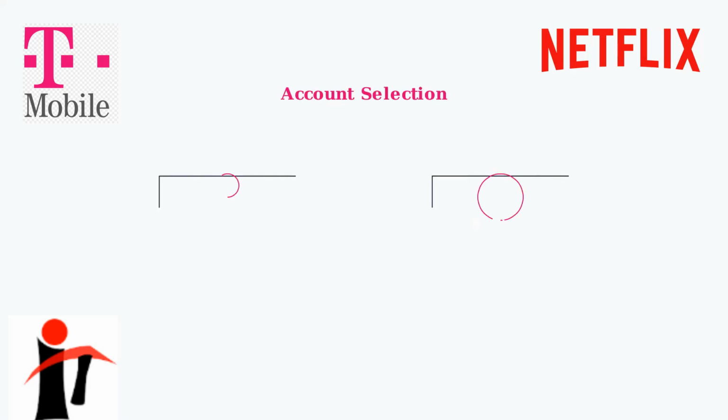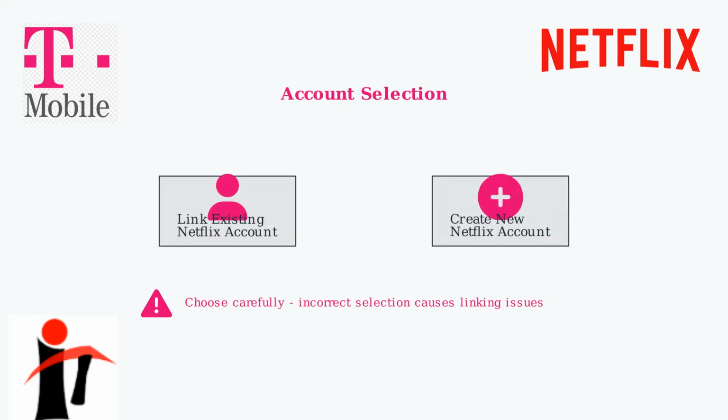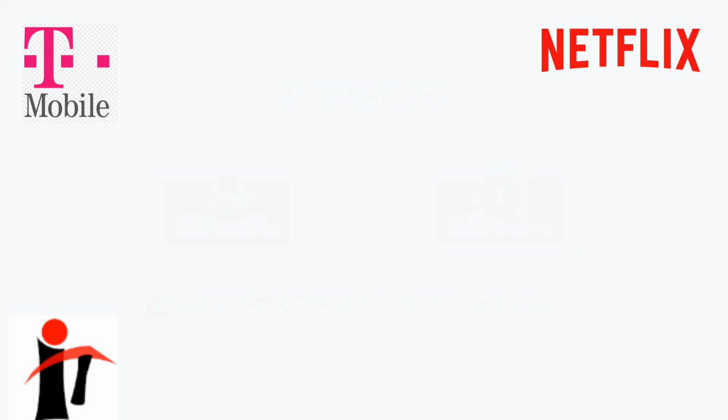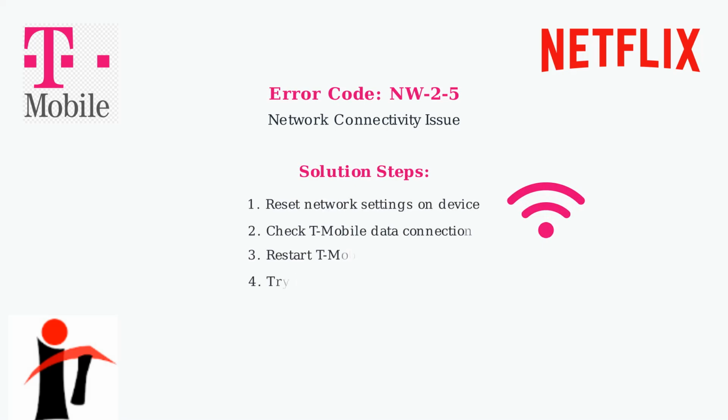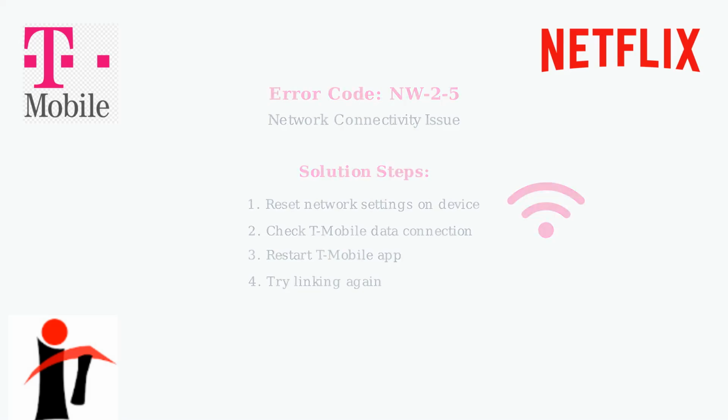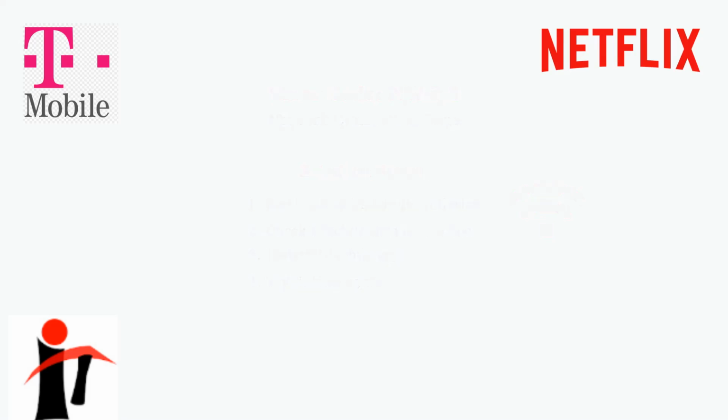During the linking process, you'll need to choose between linking an existing Netflix account or creating a new one. Make sure to select the correct option to avoid complications later. If you encounter error code NW-2-5, this indicates a network connectivity issue. Reset your network settings and verify your T-Mobile data connection is working properly.